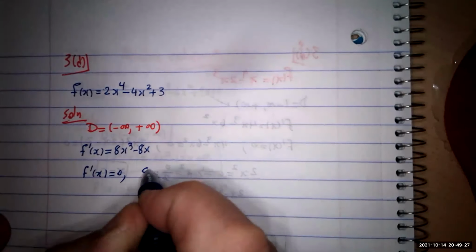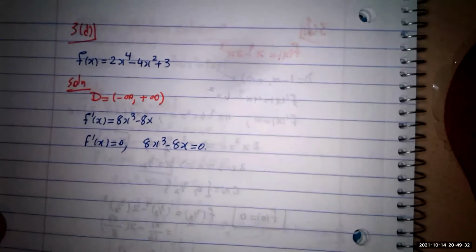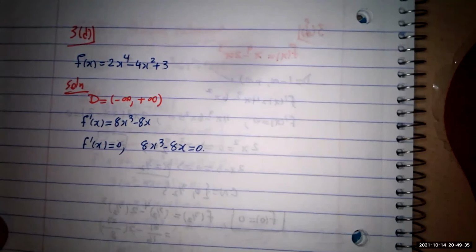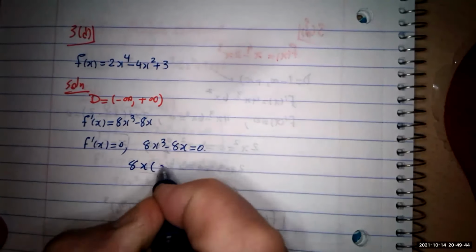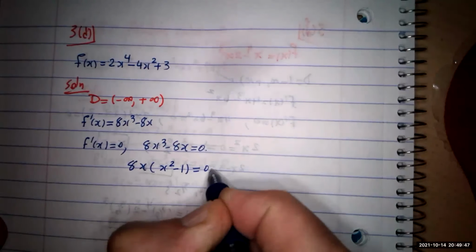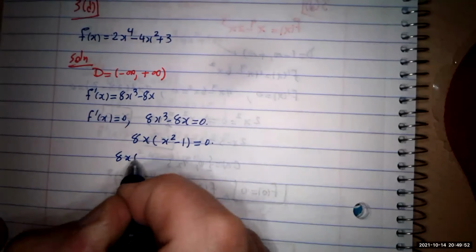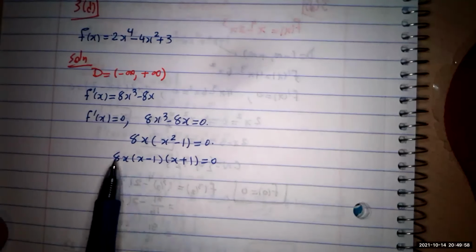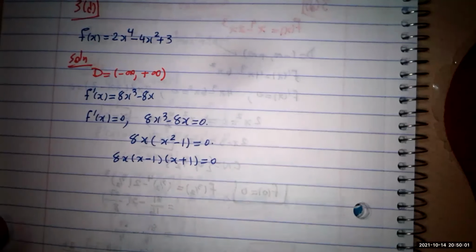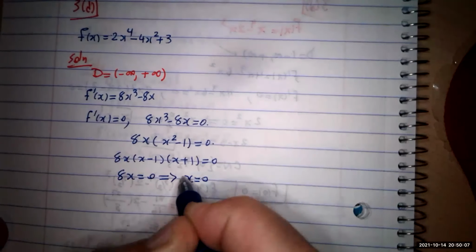You have to use factoring. What's the common factor this time? Is it 8x? 8x, yes, it's going to be 8x. So that gives us x squared minus 1. You see, this is nice. Because x squared minus 1 would be x minus 1 times x plus 1. You see, 1, 2, 3. So 8x equal to 0, you get x equal to 0. One solution.